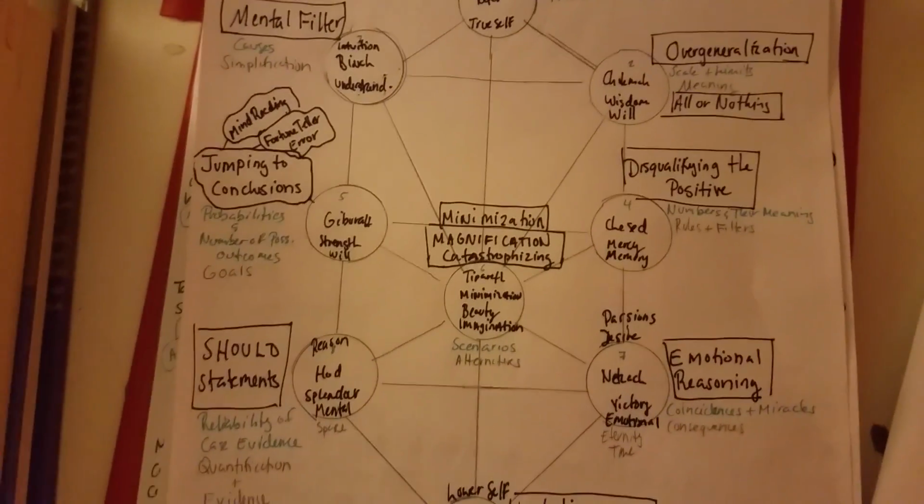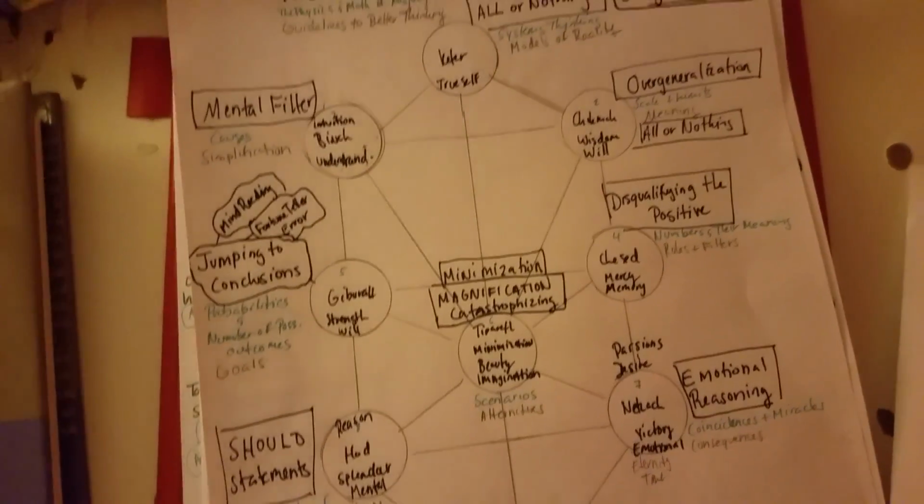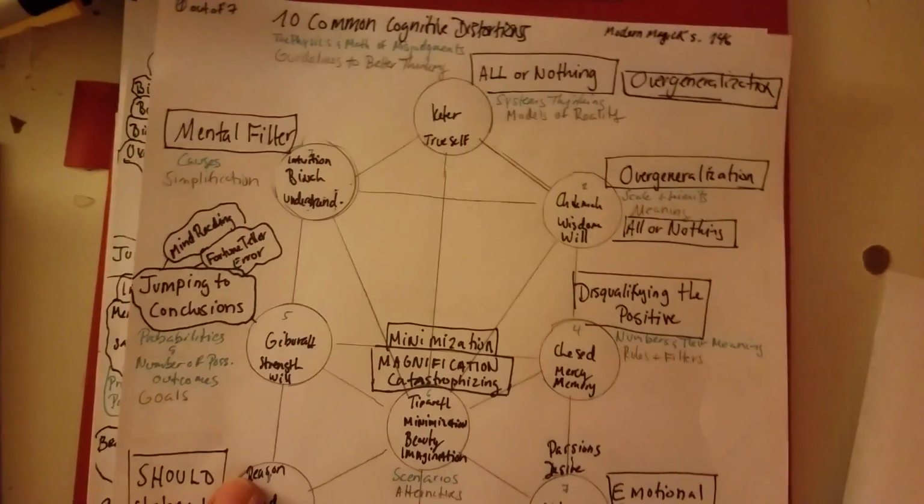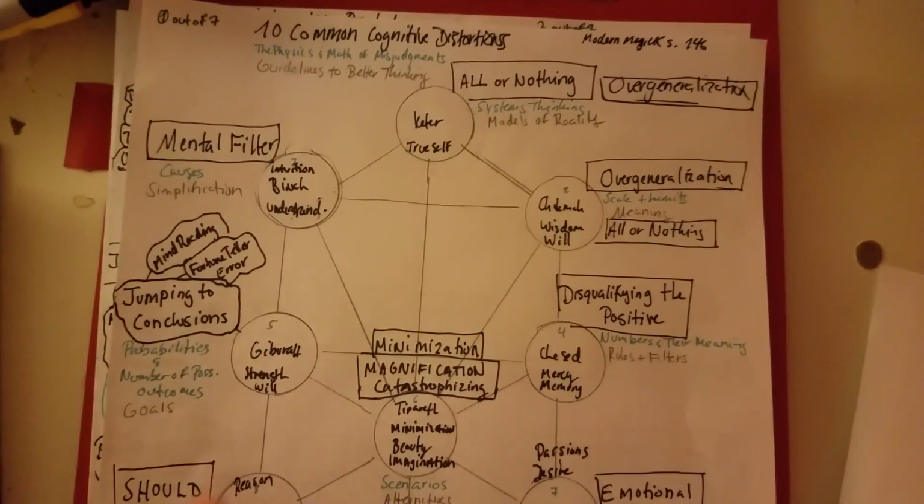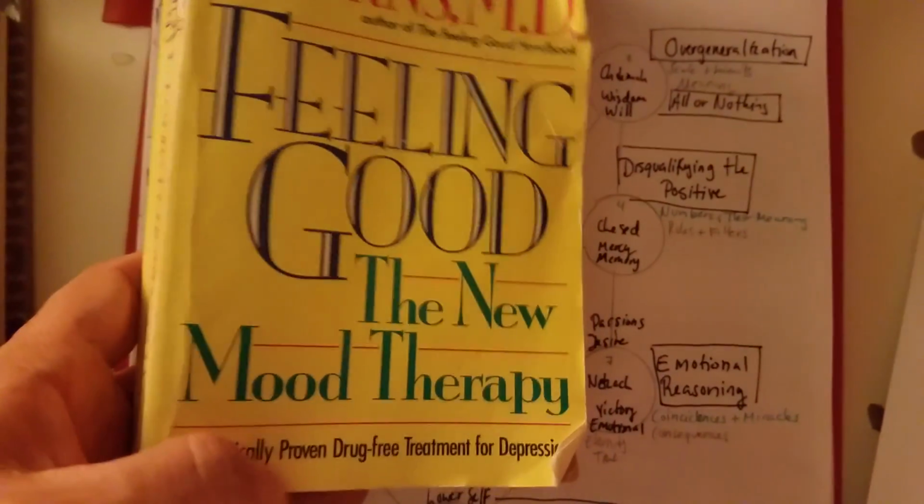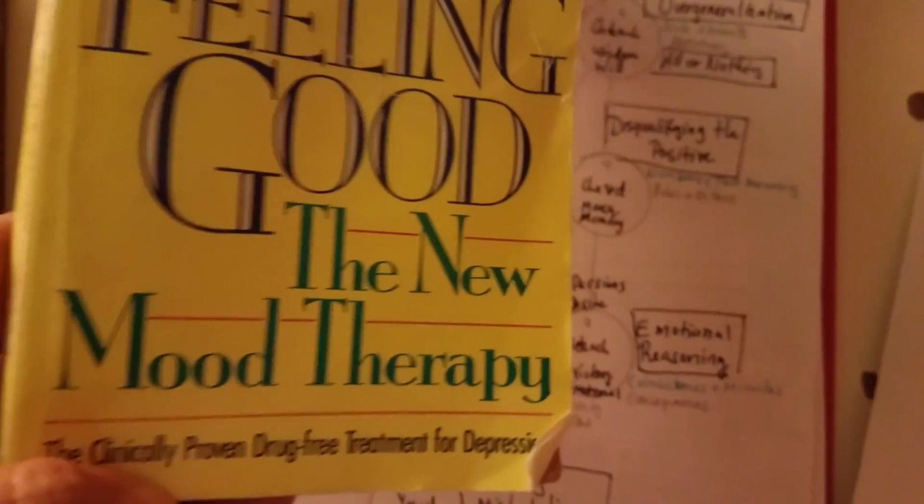Here's another one I did. Once again, as you can see, I like to use the Kabbalistic tree of life because the system itself for memory and learning is just awesome. So, excuse me, this is the book here, The Feeling Good Handbook, the New Mood Therapy.